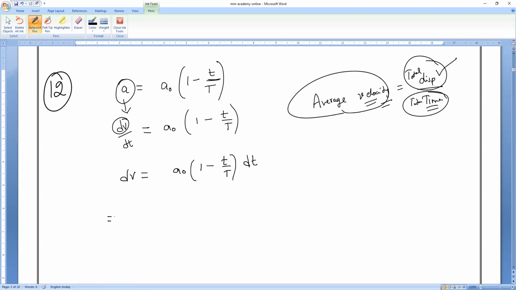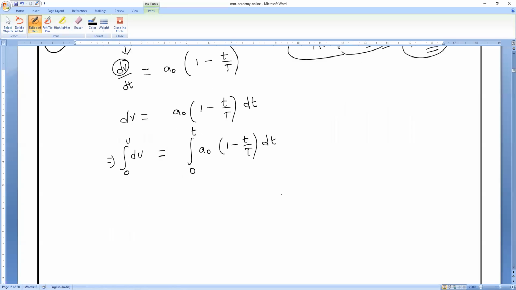So now apply the integration. Initial velocity is 0 and the velocity attained by the body is v. So the integral of dv, with initial time 0 and final time small t, equals the integral of a0 into 1 minus small t divided by capital T into dt. Here somebody is constant. Can you tell me who is constant? a0. So I will apply the integration. Integration of dv is v.